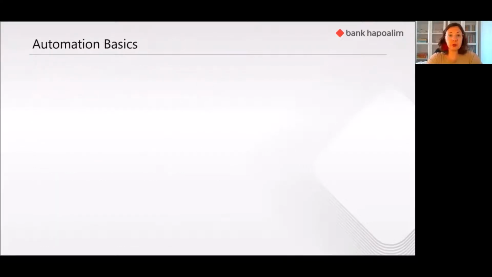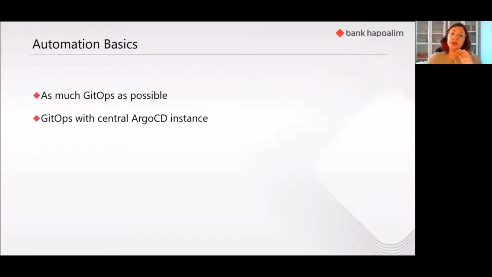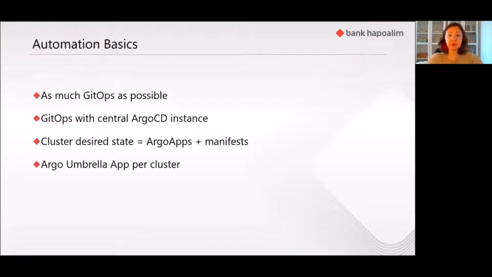And so the automation basics, as we outlined them, were as following. We're going to use as much GitOps as possible, and we're going to do that with a central ArgoCD instance. Our cluster desired state is going to be comprised of two things: manifests and their corresponding Argo apps. This is a key concept here, that Argo apps are also part of the state. We will use GitlabCI as the orchestrator to run all those different steps. And we're going to have everything in Git, both GitOps stuff and non-GitOps stuff. I'm going to talk about the GitOps and non-GitOps part throughout the entire session. We will also use an Argo umbrella app per cluster. This Argo umbrella app will sync all the other apps.